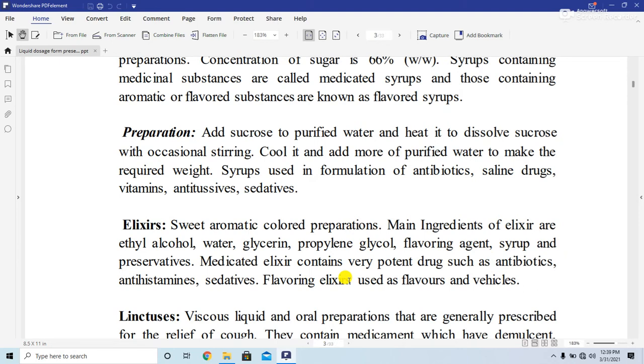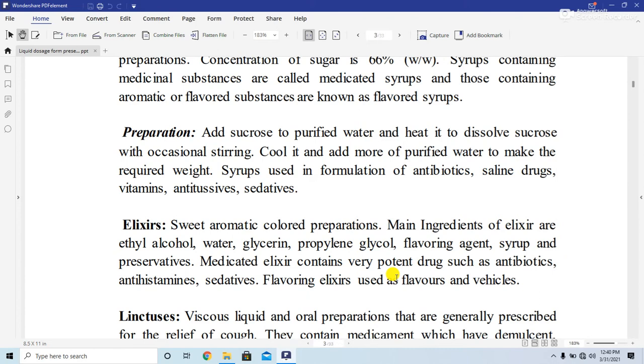So I think it is very easy to understand how we can differentiate between syrup, suspension and elixir. As I have already mentioned, in syrup there will be sucrose and sugar at a concentration of 66% weight by weight, as well as purified water. While in case of elixir, we are using ingredients like ethyl alcohol, water, glycerin, propylene glycol and flavoring agents. These are the ingredients used especially in the preparation of elixirs.